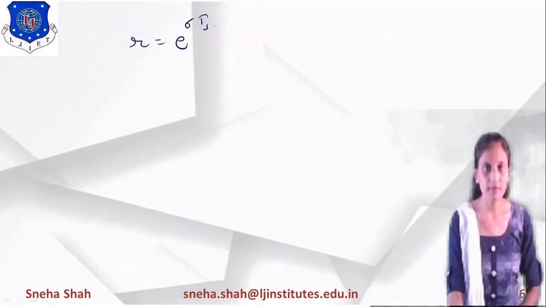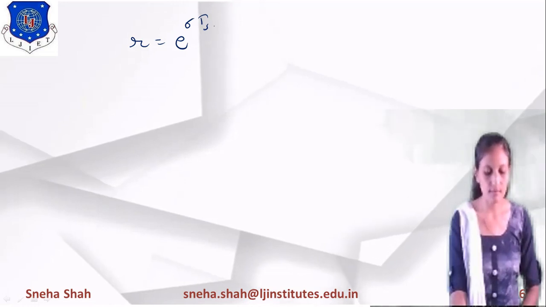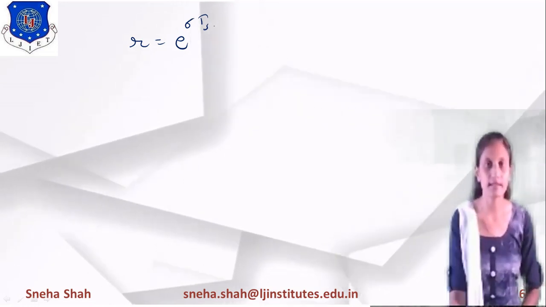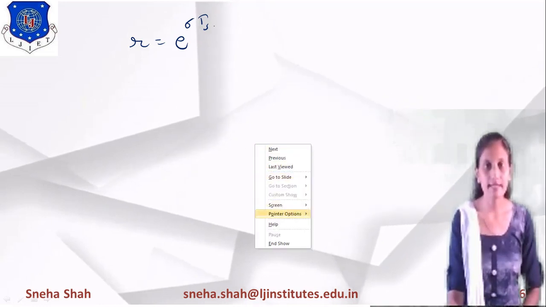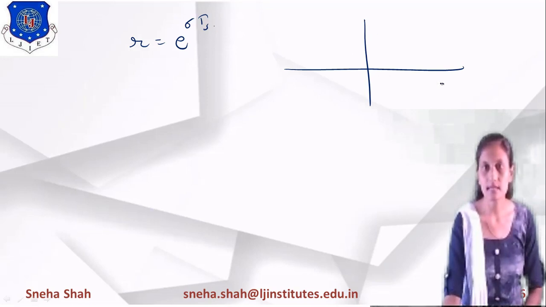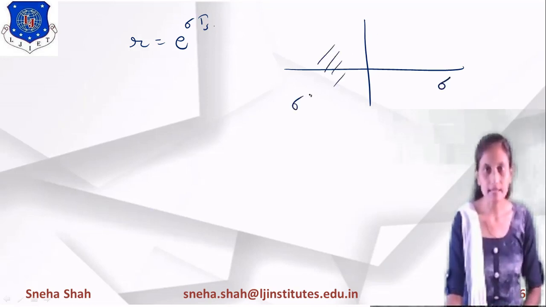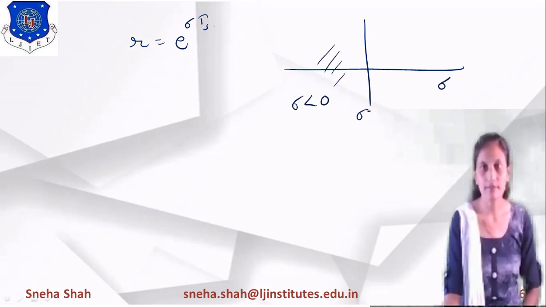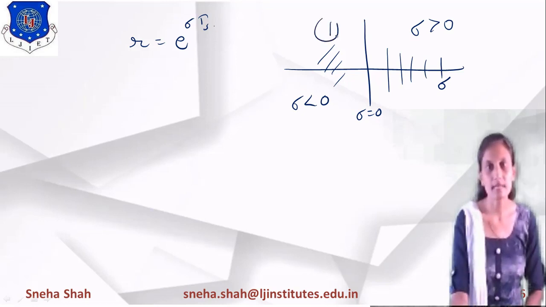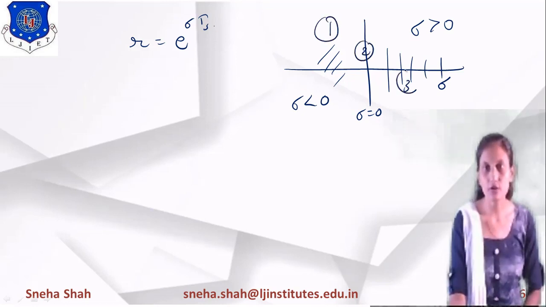So if I am writing r equals e raised to sigma Ts, from this we are taking different values of sigma to derive the different values of r. So for that I am taking three different cases. Suppose sigma is less than 0, or sigma equals 0, or sigma greater than 0, right? So I am taking three different cases for these three terms.